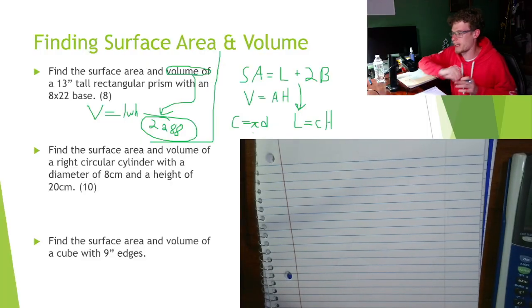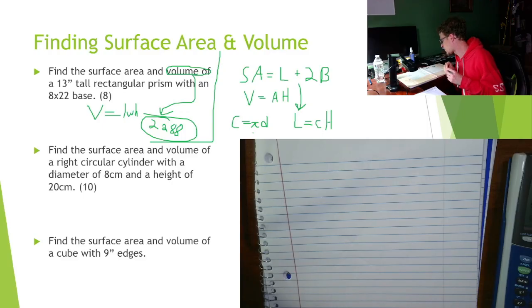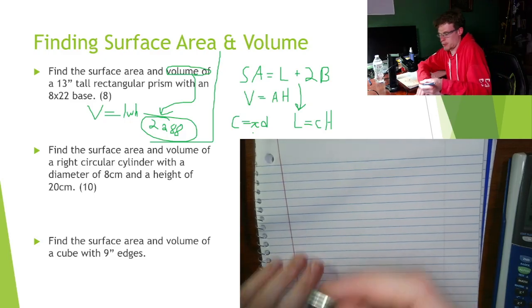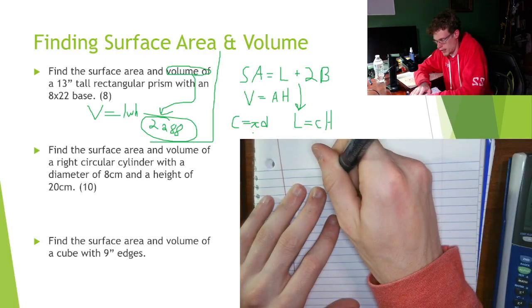All right, flip it over. Find the surface area and volume of a cube with 9-inch edges. So, 9-inch edges. Let's do that real quick. That's actually pretty straightforward. If you want to find the surface area of a cube, what do you need to do? Well, actually, I could do two things. I could draw the net of a cube.